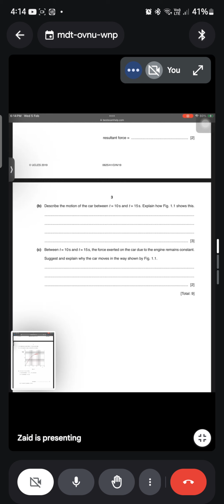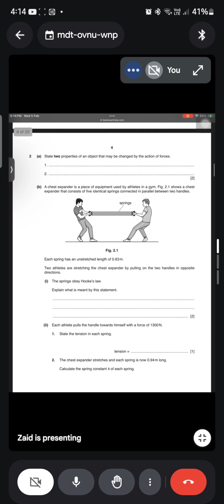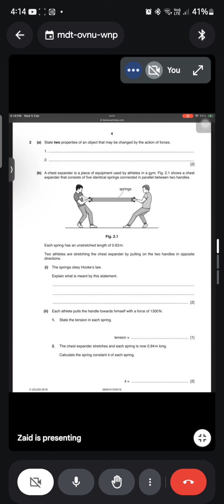Explain why the car moves in the way shown. Yes, exactly, that's the question. Believe me, I haven't seen this question. Next: state two properties of an object that may be changed by the action of a force.